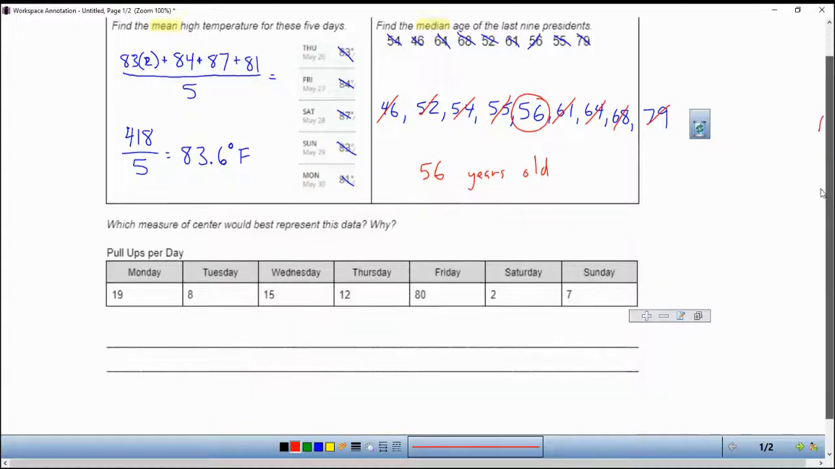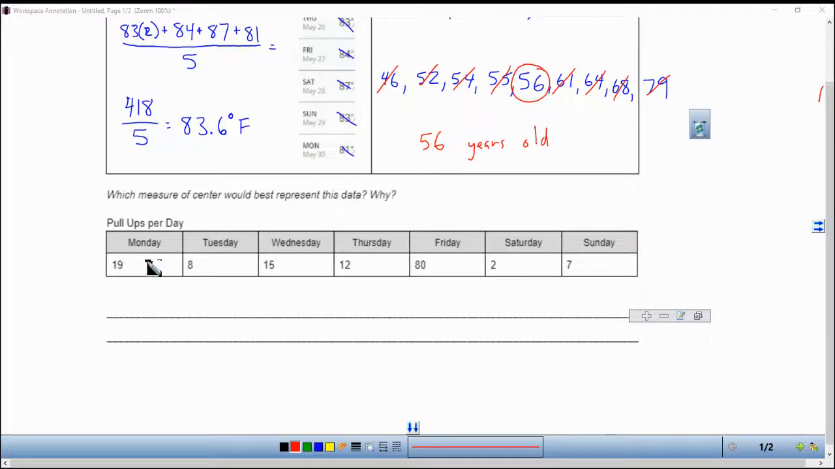All right, let's look at this data below here. It's pull-ups per day. You can see that there's a variety of pull-ups being done every day. If you look at the data, there's one number that stands out, and that is this 80. All the numbers are fairly close together. The 2 is a little bit low, but the 80 is so far away from all the other data points that it shows me there is an outlier. It's a number that's an extreme value. It's really far away. So which measure of center would we use to represent this data?